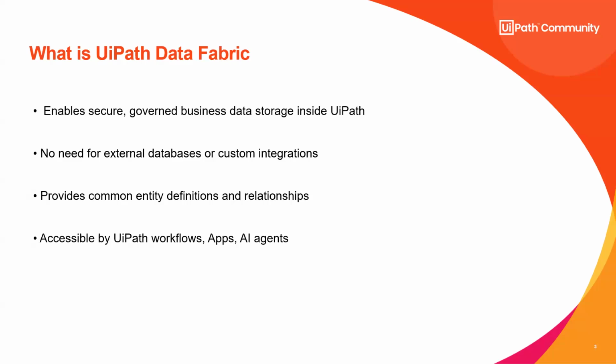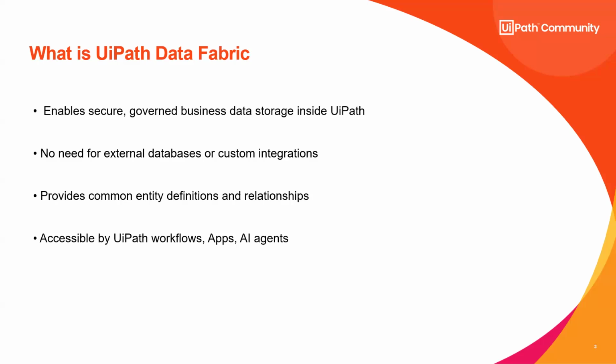UiPath Data Fabric is the next generation of what was previously known as UiPath Data Service. But it's not just a rename, it's a major upgrade. Data Fabric acts as a centralized, governed data layer inside the UiPath Automation Cloud. Think of it as a secure, unified foundation where all your automations, apps, and AI agents can access and share the same live data.